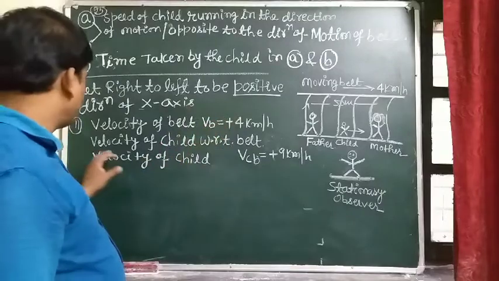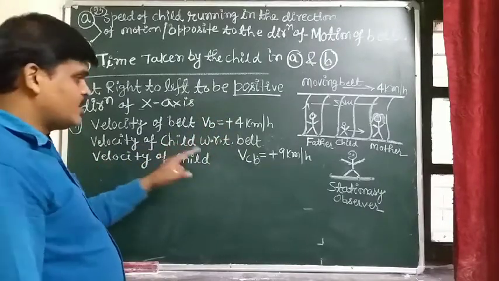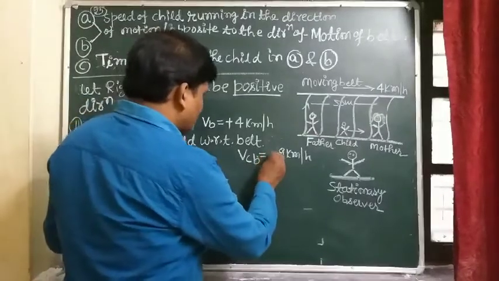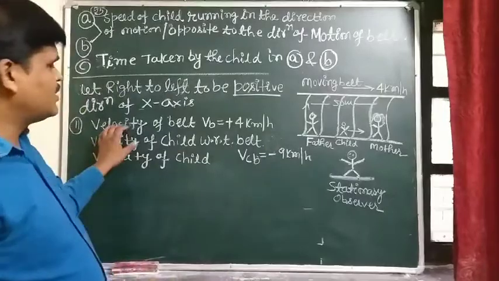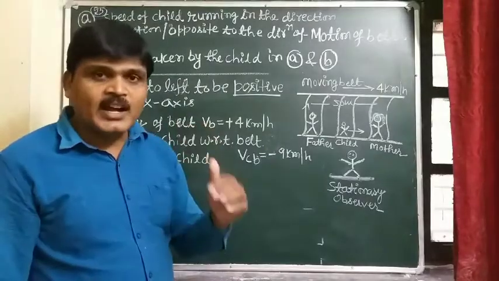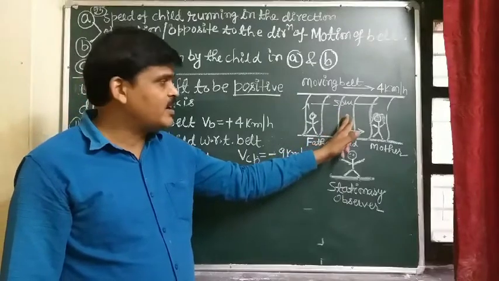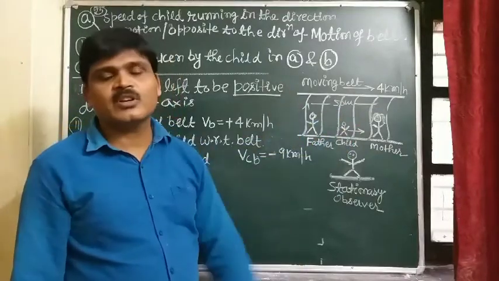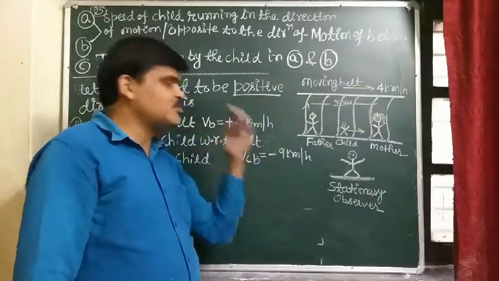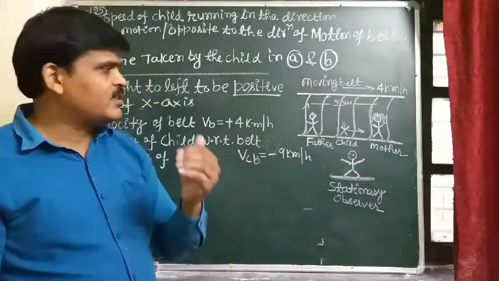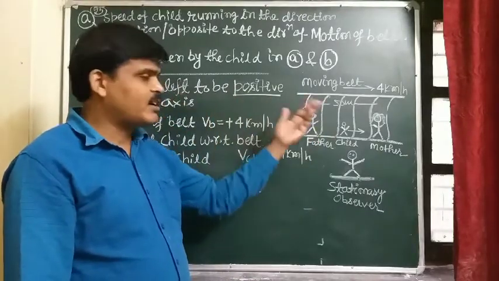So in the second case, the velocity of the belt is taken to be positive, no problem. The velocity of the child with respect to the belt is taken to be negative, because the child is moving with respect to the belt in the opposite direction of the motion of the belt. The belt is moving from left to right, and the child is moving with relative velocity with respect to the belt in the right to left direction.